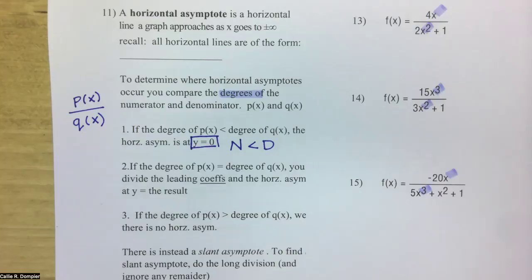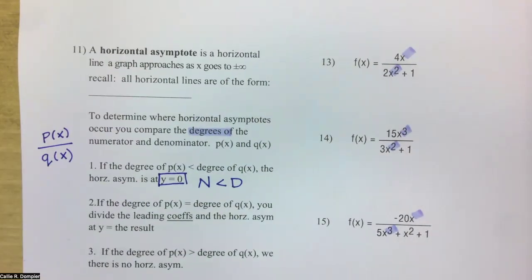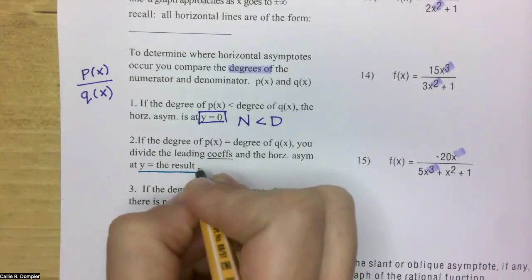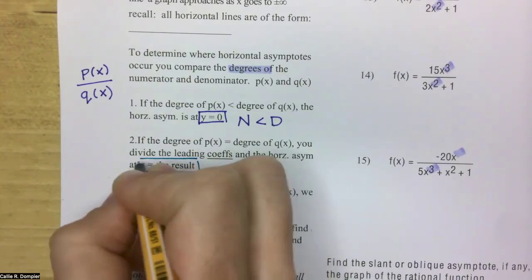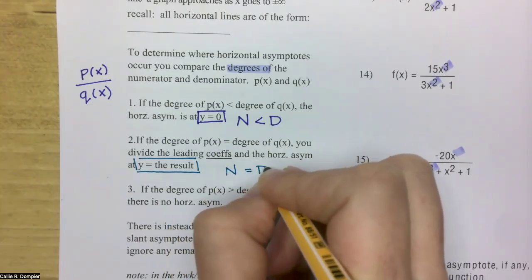Okay, and we're not looking at the numbers. We're not looking at 4 and 2. We're looking at the degree only. If the degree of p of x is exactly the same degree as q of x, you divide the leading coefficients and the horizontal asymptote is at y equals that coefficient. That is if the degree of the numerator is the same as the degree of the denominator.